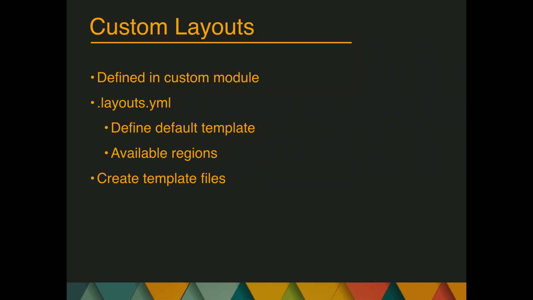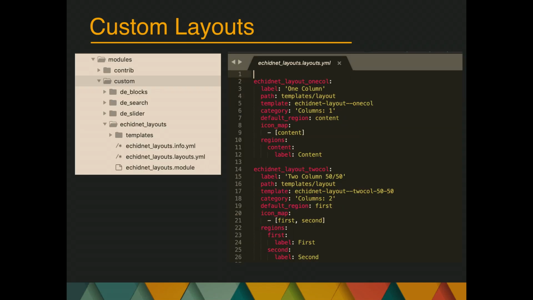And then after that, you set up layouts. They go into .layouts.yaml, and there you will define a default template and available regions. And after you're done, you create your template files. So your file structure would look something like that. You see that we have the custom modules folder, and we have our project layouts, and two files in there, the YAML and layouts and templates.